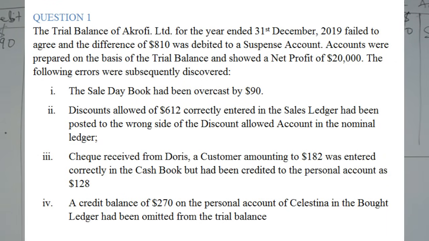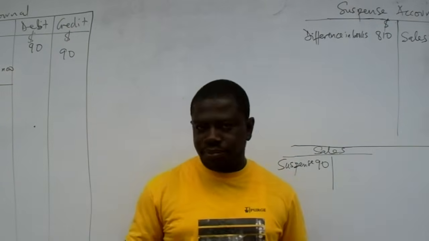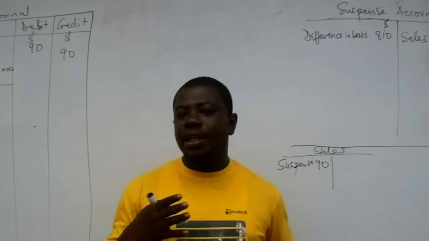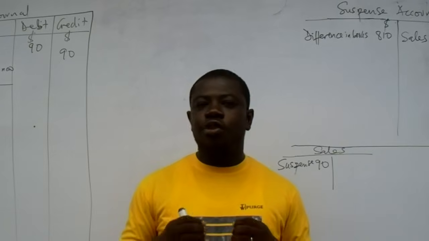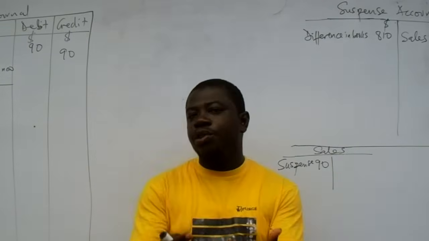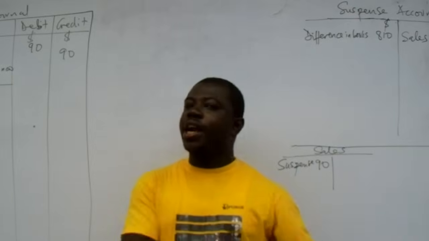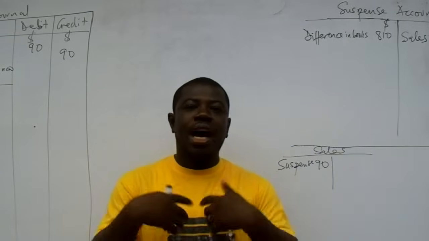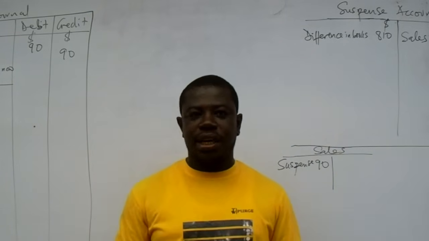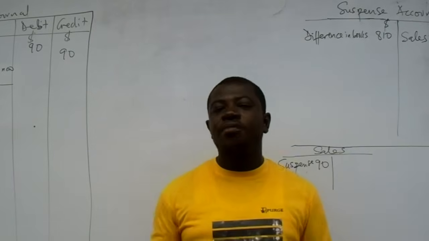Now, the second error, II: Discount allowed of $612, currently entered in the sales ledger, had been posted to the wrong side of the discount allowed account in the nominal ledger. Let me also add that anytime you are solving this kind of question with a suspense account, your fundamentals of double entry are important. Before you attempt to correct any error, try to find out whether you understand the meaning of the error. For discount allowed, you should first ask yourself what the double entry should have been. So there should have been a double entry.